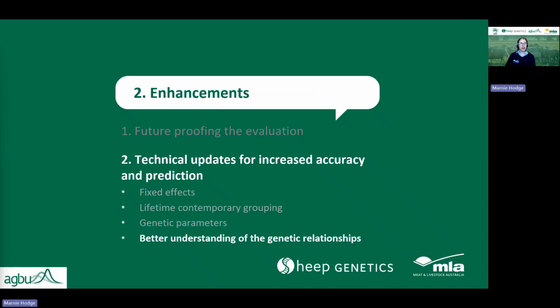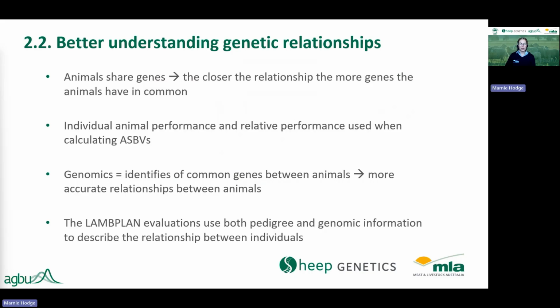Lastly, we'll be looking at how the combined land plan analysis enhancements have been made to better understand the genetic relationships between animals. Before we dive into the actual enhancements, it's important to understand how relationships between animals impact breeding values. We know that sheep share genes, with the closer the relationship having more genes in common between animals, which is seen with more genes in common shared between breeds or between populations of animals that are a lot similar. And when we're calculating breeding values, we not only look at the individual animal's performance, but we have a look at how any animals that are related to it perform as well.